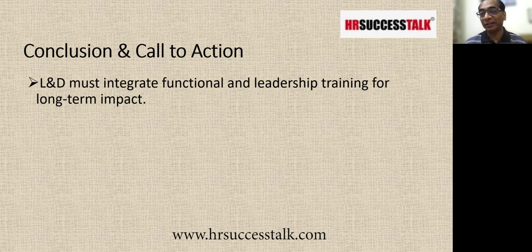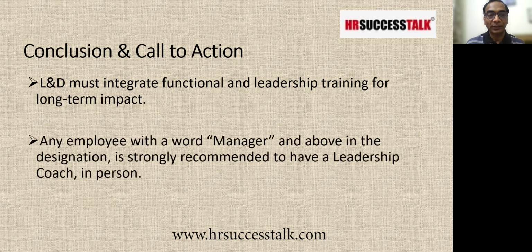Obviously, the functional and technical side cannot be ignored, because that is the key role of every individual, where the results for the business will come through. Any employee with the word manager or above in their designation is strongly recommended to have a leadership coach. Every person at some management level in the company should have a coach who keeps guiding them. That coach may be internal or external, it doesn't matter much, but some designated coach should always be there, where the person can go and take guidance from.